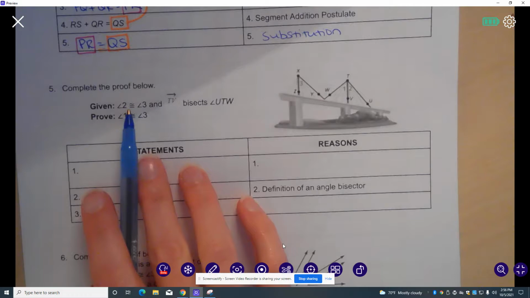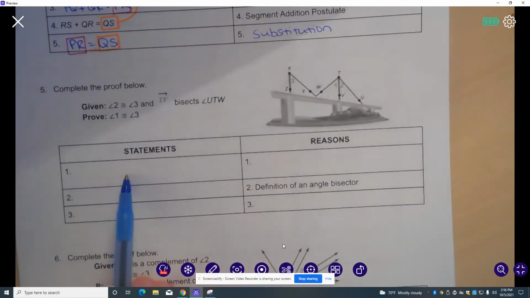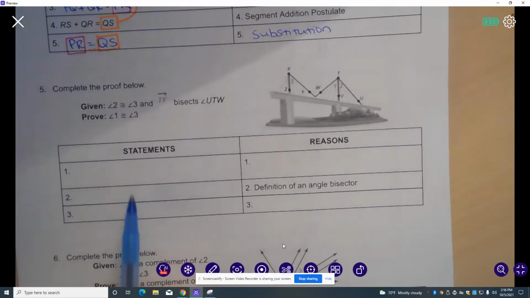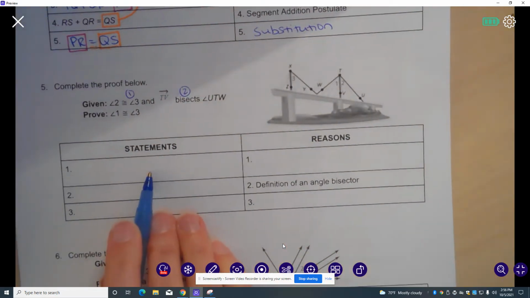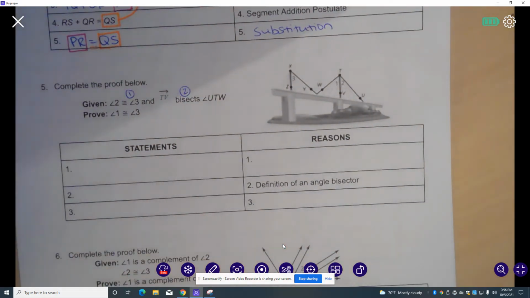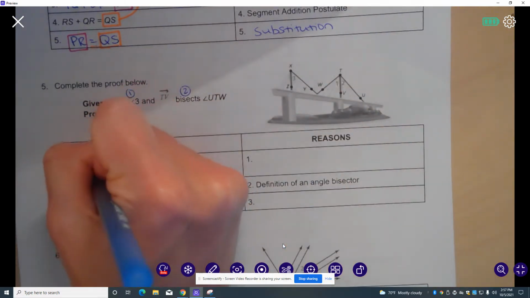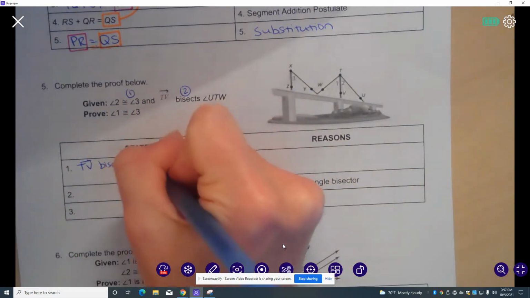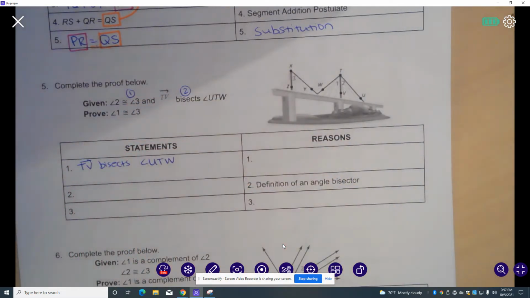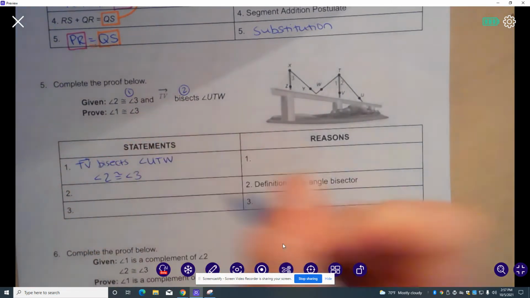Okay, first thing I'm going to do, I'm going to put my two givens in my proof. Now notice they don't give me 2 rows for my givens, so I'm going to take both of my given statements and put them both in this first statement box. One thing I know is that ray TV bisects angle UTW, and the other thing I'm given is that angle 2 is congruent to angle 3.